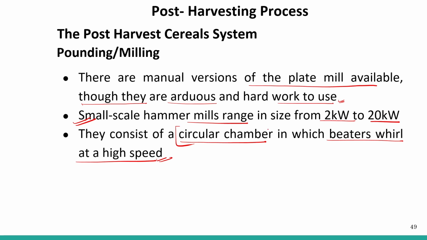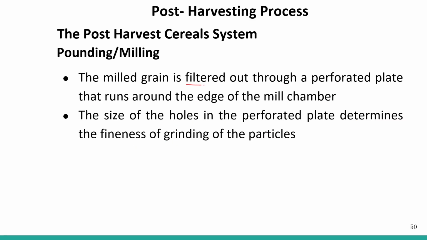So this has a circular chamber in which there is continuous beating of the hammer. The speed of the hammer can be adjusted. The milled grain is filtered out through the perforated plate that runs around the edge of the mill chamber. So we have a sieve plate, right? The plate which is perforated. So it is a sieve plate through which the grains are filtered.